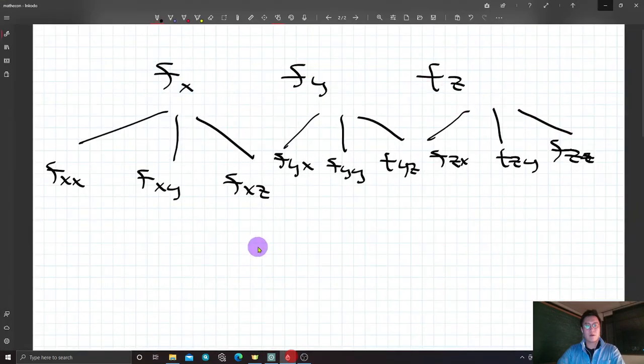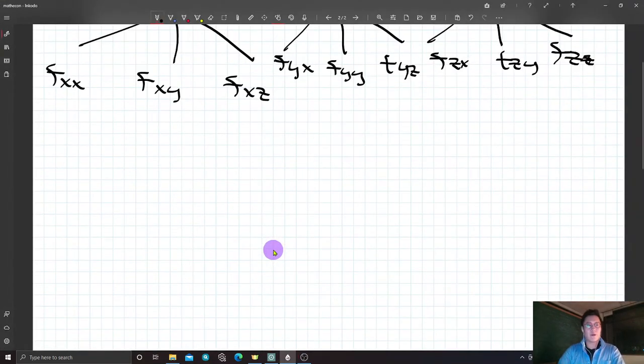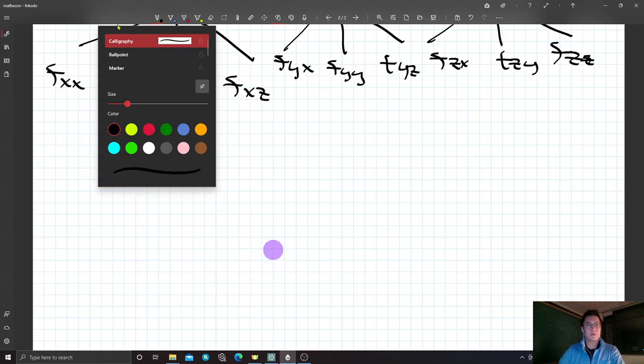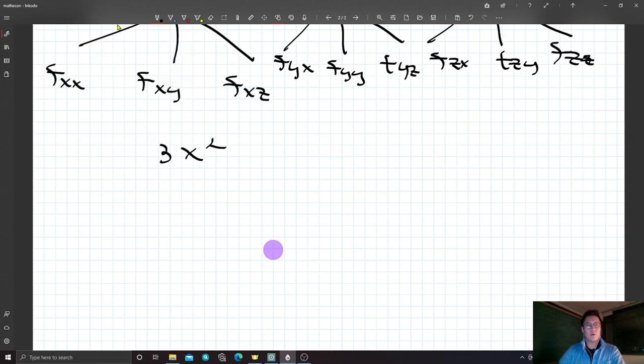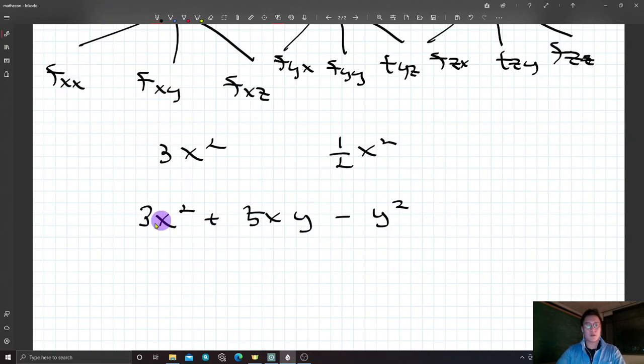Okay, so when a function depends on just one variable, a quadratic form is like 3x squared or 1/2 x squared, right? But when a function depends on two variables, a quadratic form looks like 3x squared plus 5xy minus y squared. Okay? We have two variables, but each term has degree 2. x squared, that is 2. x and y, 1 plus 1, 2. y squared, degree is 2. Okay? So this kind of expression is called a quadratic form.